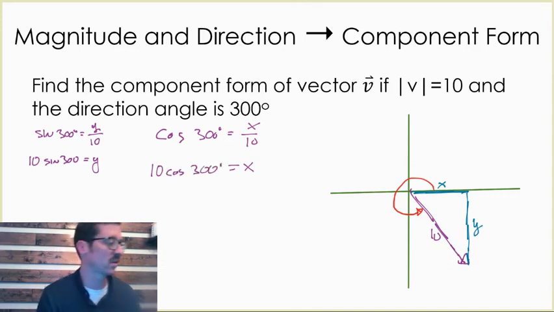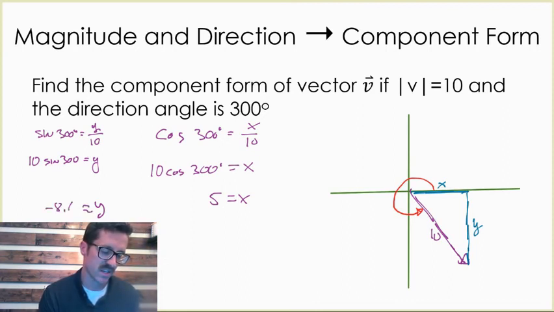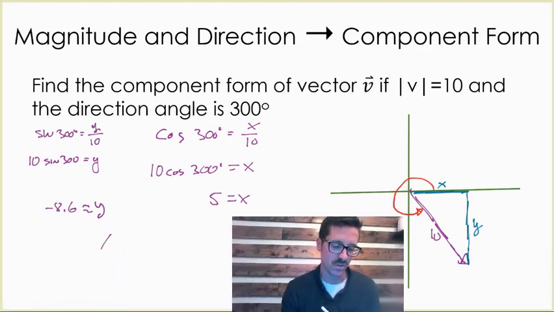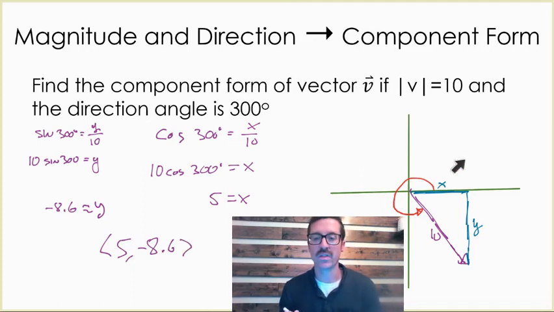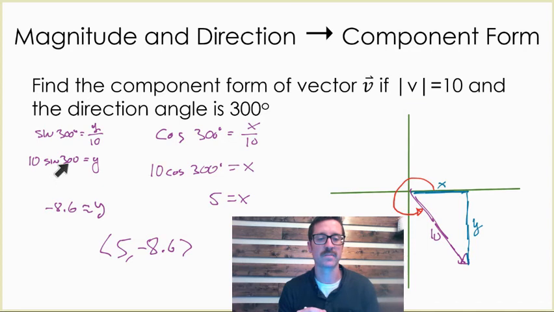Now let's evaluate those in our calculator. It looks like our horizontal component is going to be 5, and our vertical component is going to be about, and I'm rounding this a little bit, negative 8.6. So our component form there is just going to be 5 comma negative 8.6. I tried to show you why with trigonometry we end up with 10 cosine 300 and 10 sine 300, but let's generalize that process. To find your horizontal component, you can do r cosine theta, and to find your vertical component, you can do r sine theta.